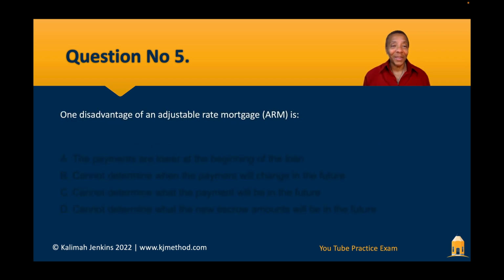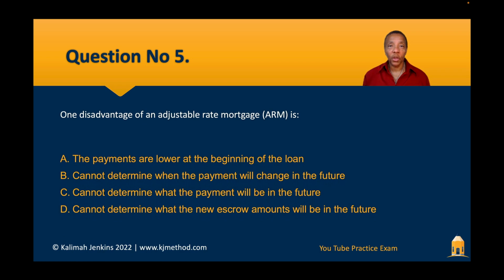All right, question number 5. Let's see. One disadvantage of an adjustable rate mortgage is, let's look at the answers.